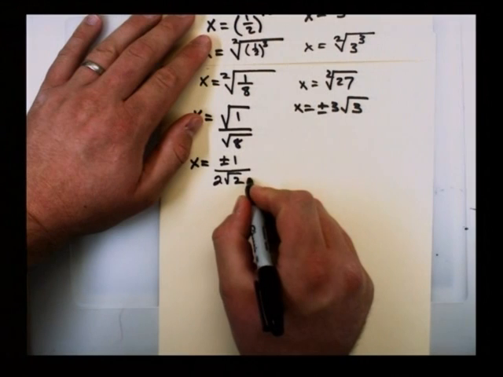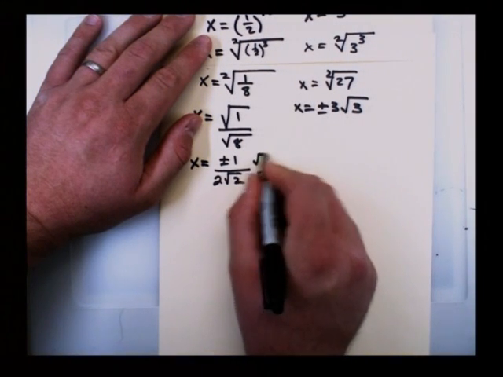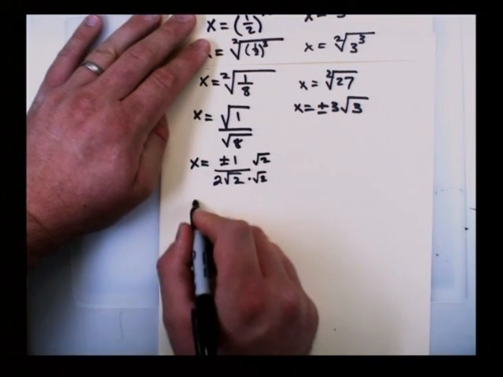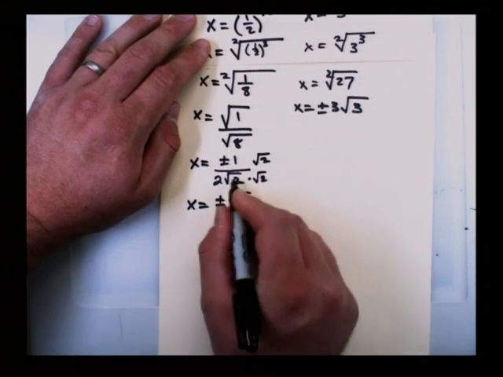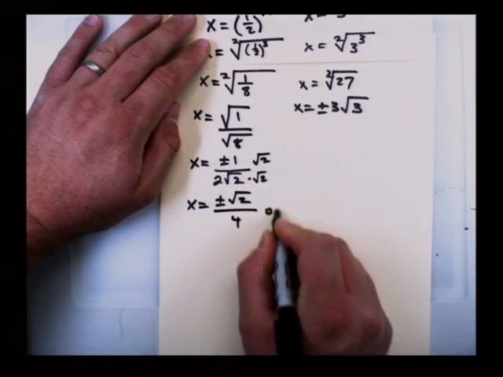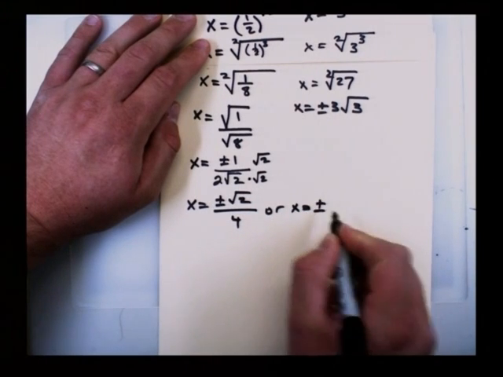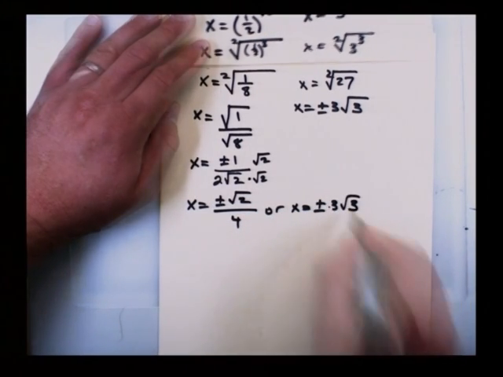Some teachers will want you to rationalize that denominator, get the square root out of there. If they do, multiply the top and the bottom by the square root of 2. You get x is equal to plus or minus the square root of 2 over 4. Or x is equal to plus or minus 3 square roots of 3.